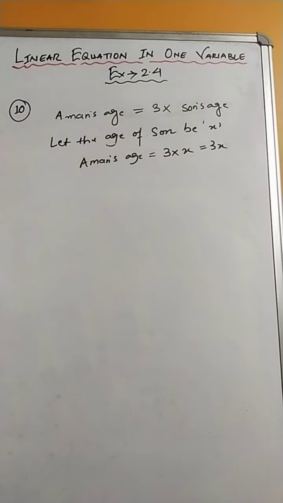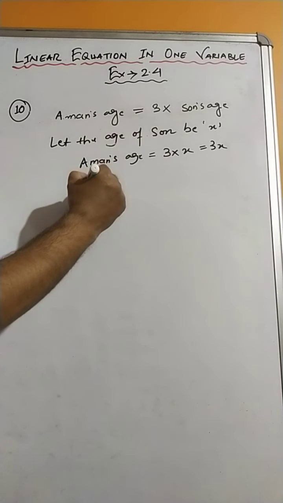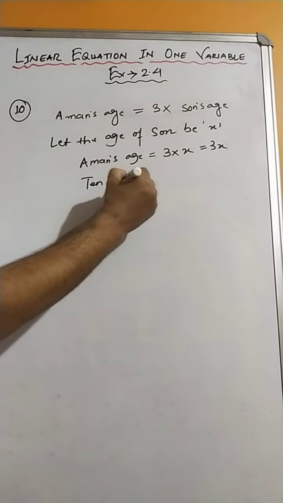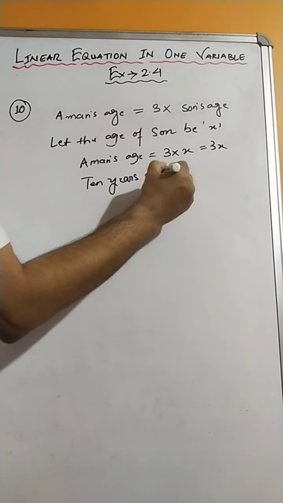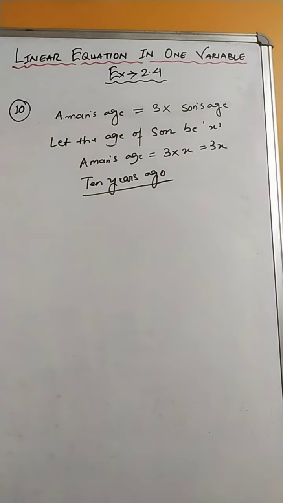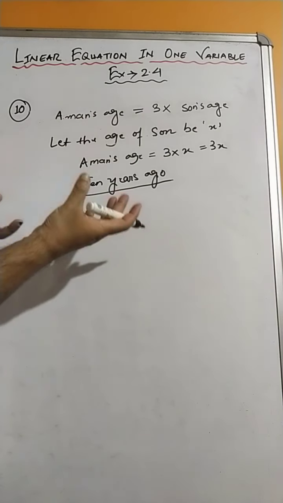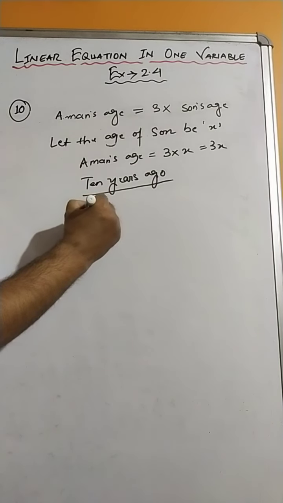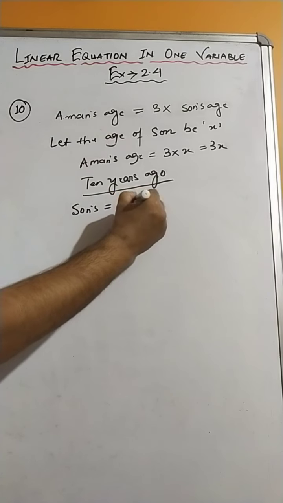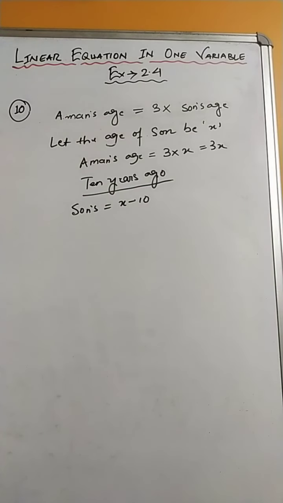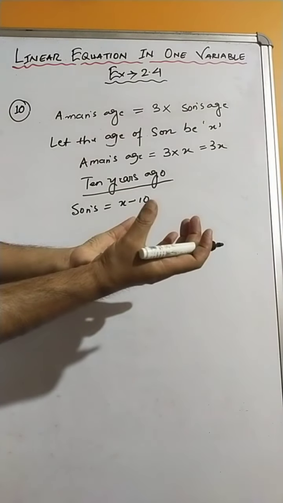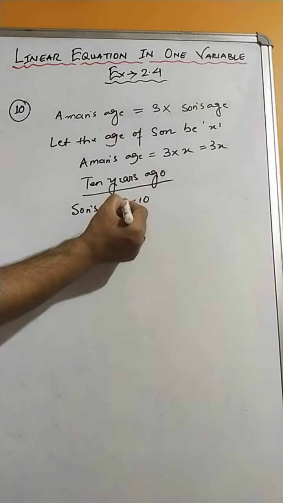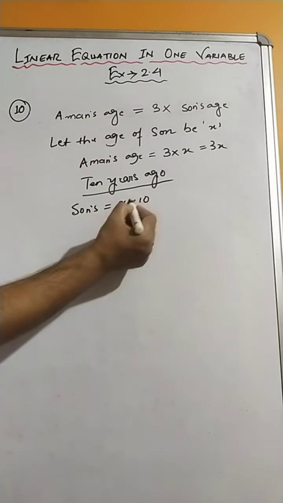Now, let's move on to the second part of the question. 10 years ago, now we have to write this. 10 years ago. Now, this is very, very important. 10 years ago means what? We have to know what was the age of son 10 years ago, and we also have to know what was Aman's age 10 years ago. So, 10 years ago means we have to subtract 10. 10 years after means we have to add 10. So 10 years ago means x minus 10. 10 years after means x plus 10.